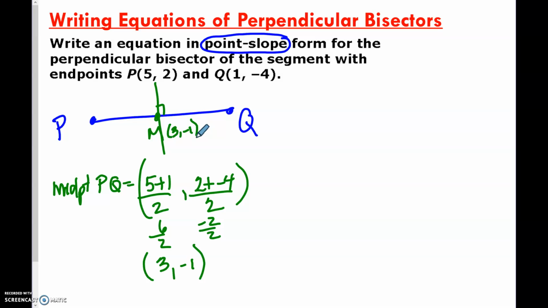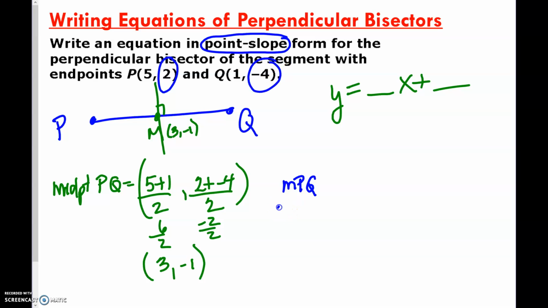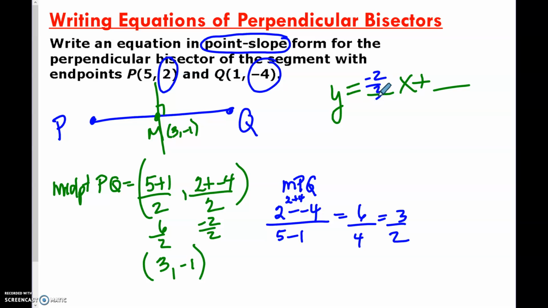All right, so one way is y equals blank x plus blank. Now I need to find my slope. So I'm going to find my slope of PQ. So I'm going to take my 2 y values and subtract them. 2 minus a negative 4 and 5 minus 1. So this is 2 plus 4 is 6. 5 minus 1 is 4. So we get 3 over 2. So the blue line slope is 3 over 2. So what is the slope of the green line? Remember, we flip it and make it negative.